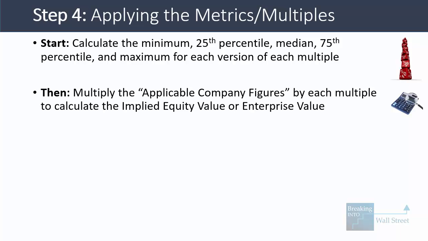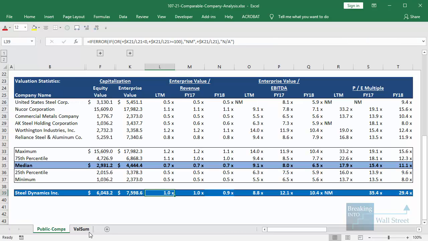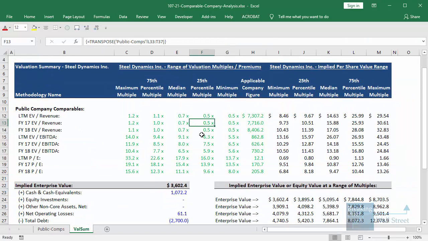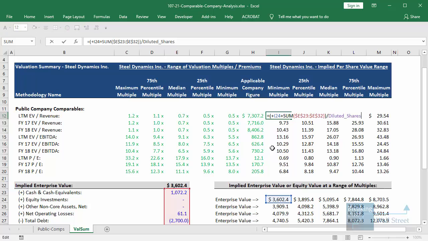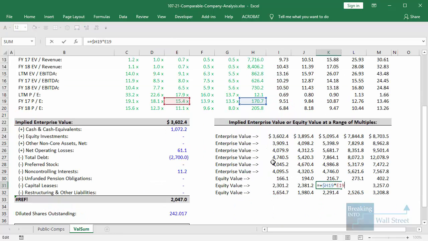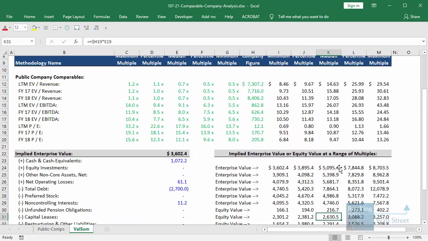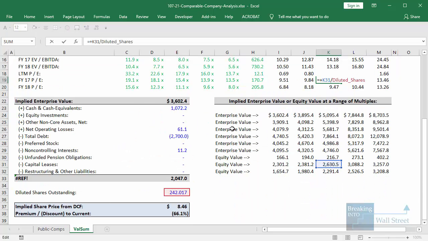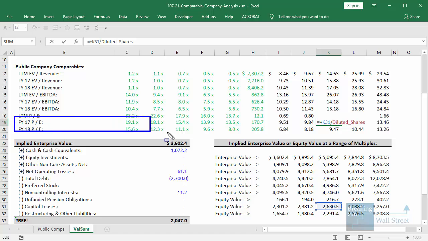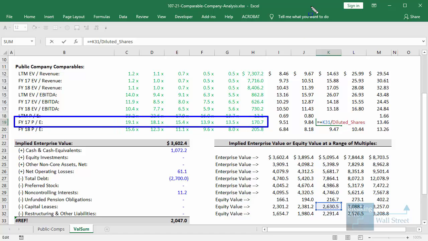Then we applied each multiple. We multiplied each multiple by the applicable company figure to get the implied equity value or implied enterprise value. If you go over to the val sum tab here, you can see this. We simply link to all these multiples right here using the transpose function. We link to Steel Dynamics figures as well. And then to get some of these numbers, we started by getting our implied equity value by taking the company's net income from fiscal 2017 and multiplying by the median multiple for that period. That gave us our implied equity value down here. And then we simply divided by their share count to get the implied share price according to this multiple, the PE multiple in this period, fiscal 2017.